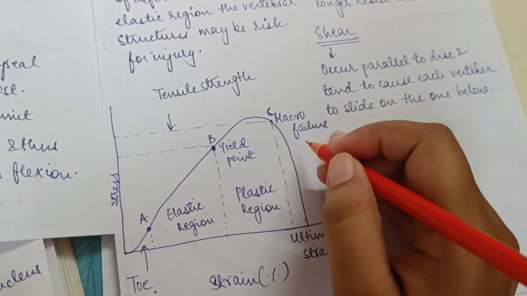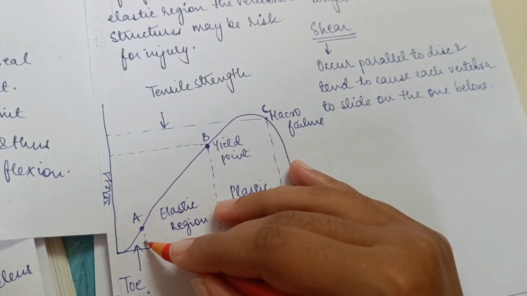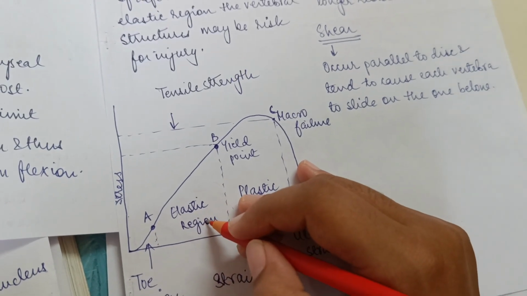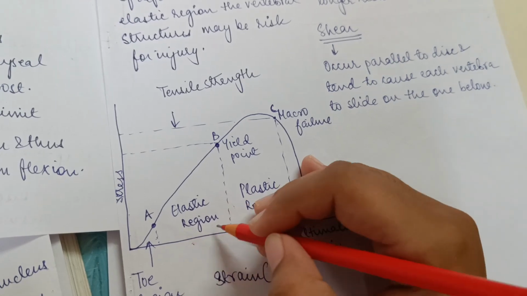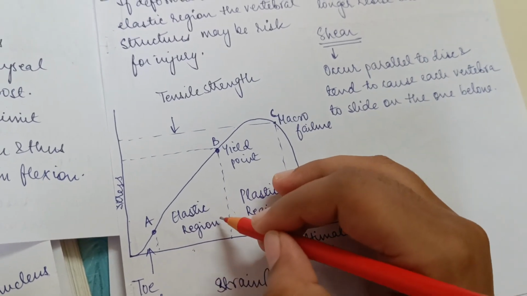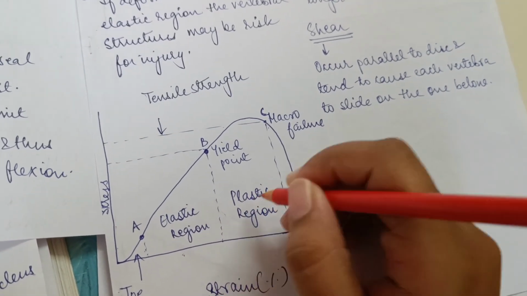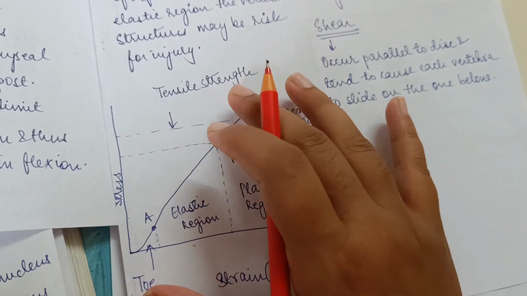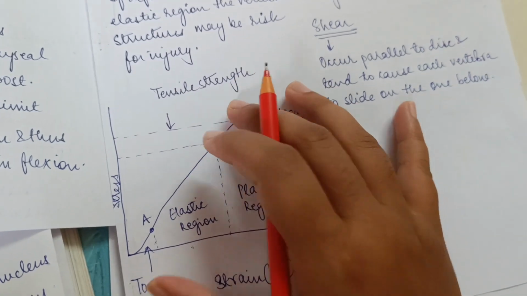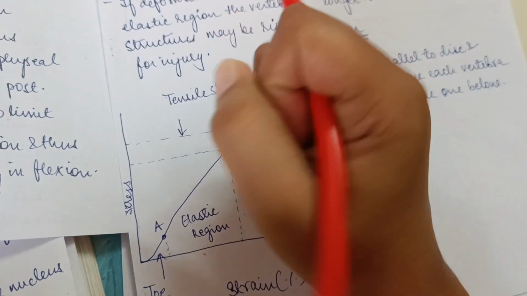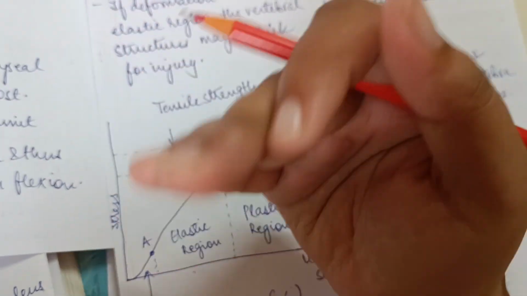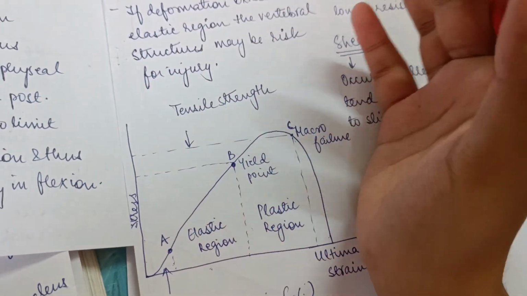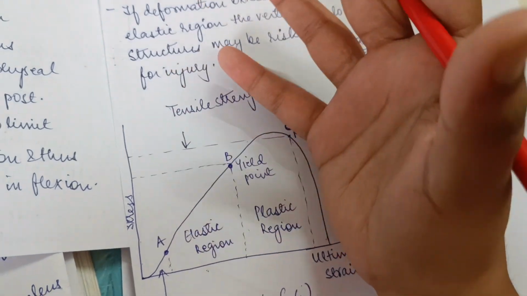If creep deformation of the tissue occurs within the toe region or the elastic region of the stress strain curve, the structures will return back to their original dimension. If the deformation exceeds the elastic region, the vertebral structures may be at risk of injury. So this is what you have to mention in bending, that if bending forces are continuous, there will be a time when your vertebral structure and your column is going to get destroyed or it may break.